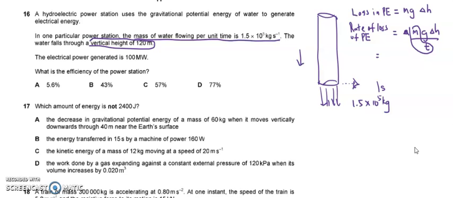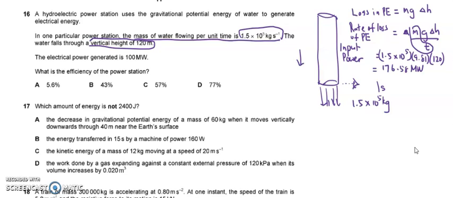So we substitute this value inside. Mass per unit time is 1.5 times 10 to the power of 5, g is 9.81 and delta h is 120 meter. So this will give us approximately 176.58 megawatt. This is also called the input power from the water.